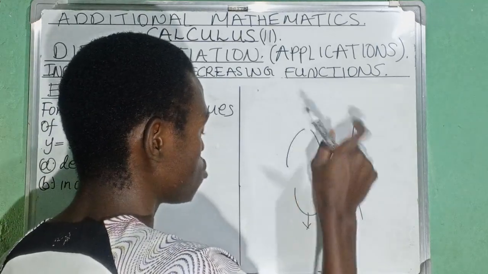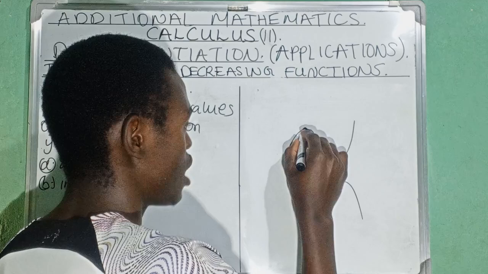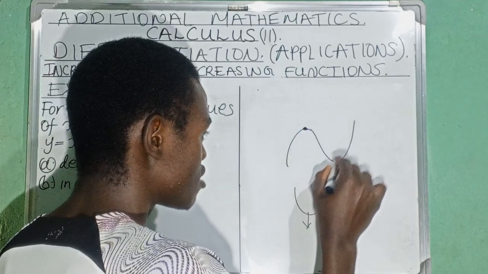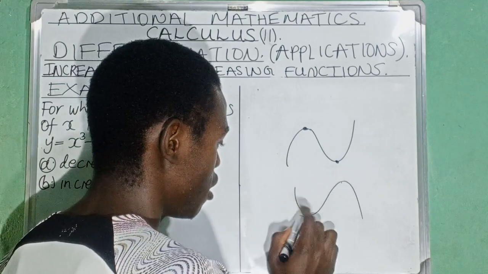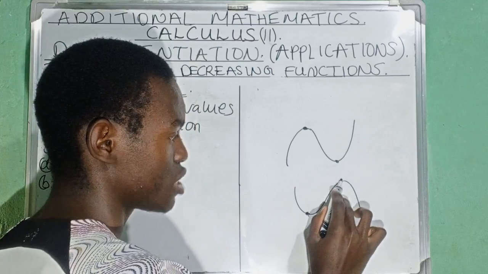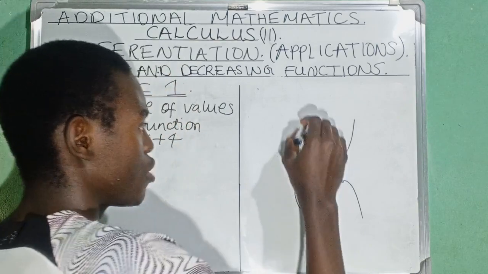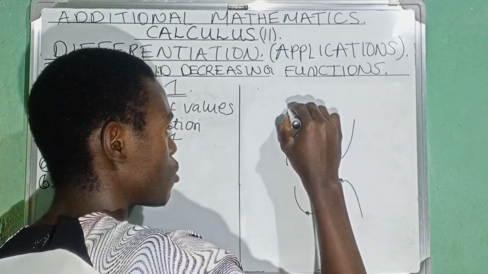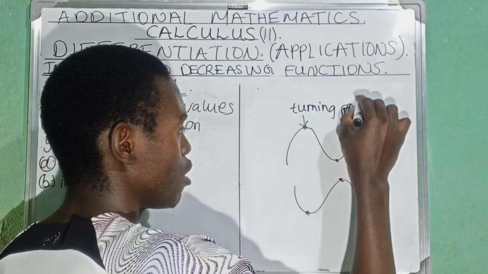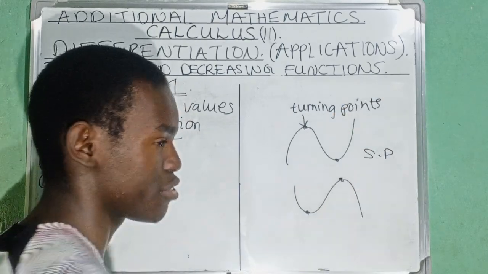Now what you have to note about cubic equations is that at a certain point it will turn. It will reach its highest point, then it will turn and start going down. It will reach its lowest point, then start going up again. So these points right here are what we call in mathematics turning points. They are called turning points, or they are called stationary points.